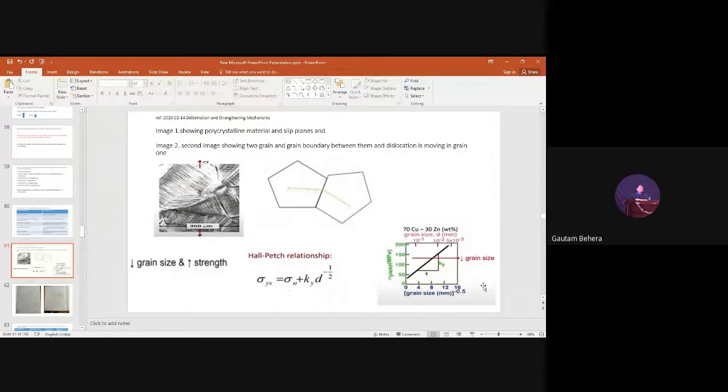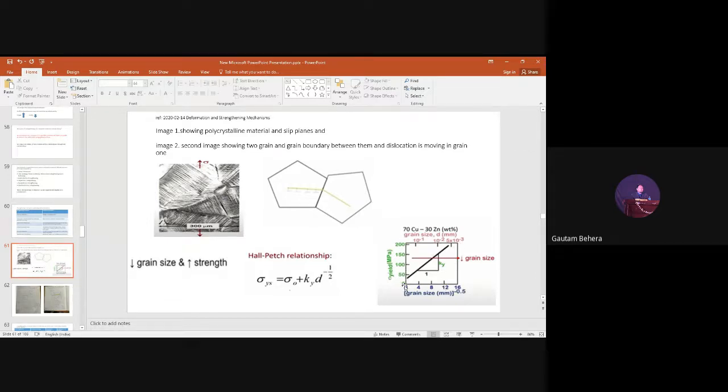So that can be justified with the help of this plot. This plot is showing the yield strength of a polycrystalline material, and this axis is showing you the size of the grain. From here, the size of the grain is reducing towards the right side. The grain size is getting reduced in this direction. Here the yield strength is increasing in this direction.